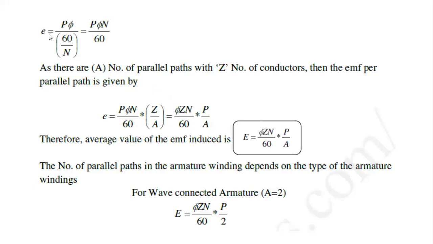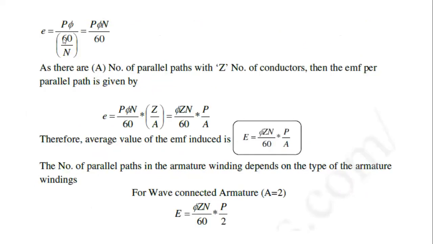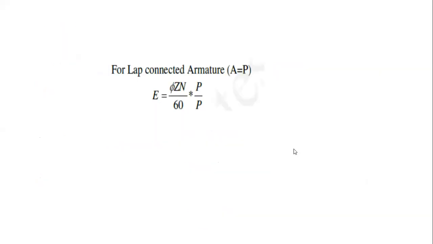According to Faraday's second law, E equal to d phi by dt, where d phi equal to P phi and dt equal to 60 by N. Then we obtain E equal to P phi N by 60. Then we multiply by Z by A. Then Eg equal to phi Z N by 60 into P by A. For wave winding, A equal to 2. For lap winding, A equal to P. This is the EMF equation in the case of a DC generator.